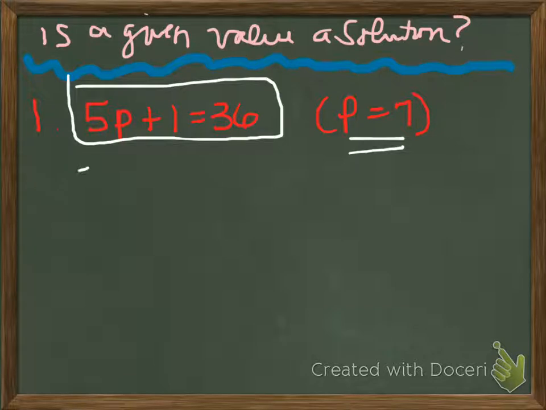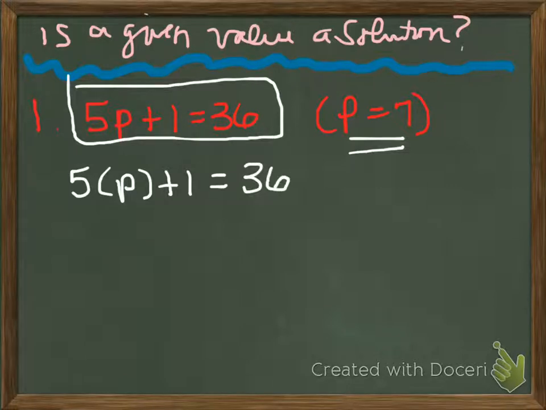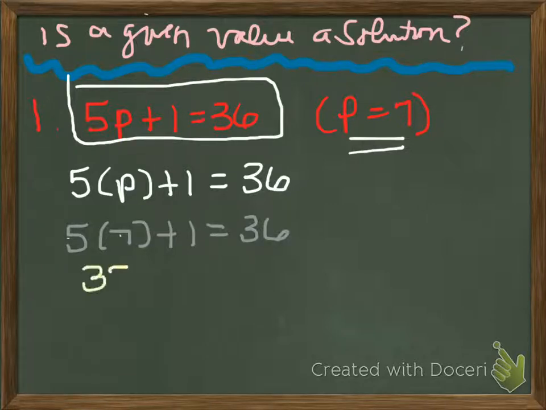First, I'm going to rewrite this as 5 times p plus 1 equals 36. Next, I'm going to substitute and plug in 7 for p. So I have 5 times 7 plus 1 equals 36. Now I'm going to work on the left side of the equation, and I'm going to use the order of operations. So I have a multiplication and I have an addition. I have to do my multiplication first. So I have 5 times 7, that's 35, plus 1 equals 36.